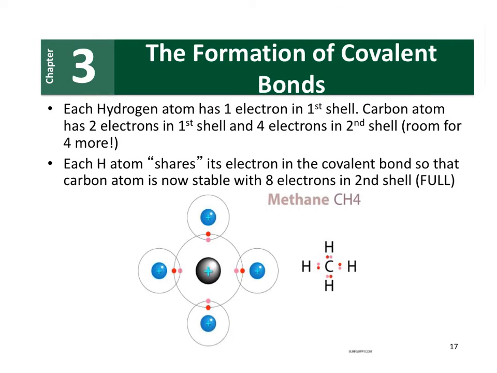Covalent bonds. Instead of one party grabbing all the electrons, they share. They're nice. They get together and give you everything perfectly because they love each other. And a good example is methane.